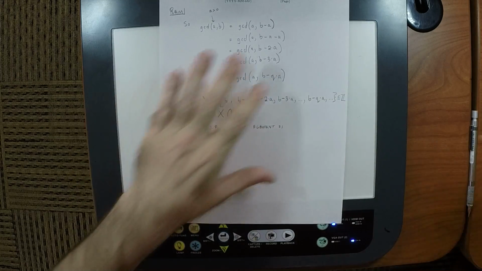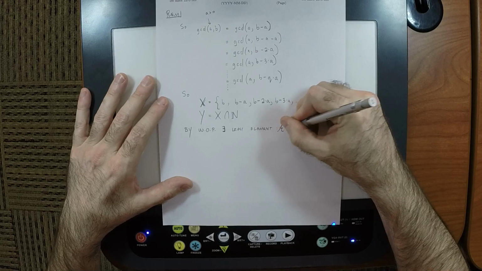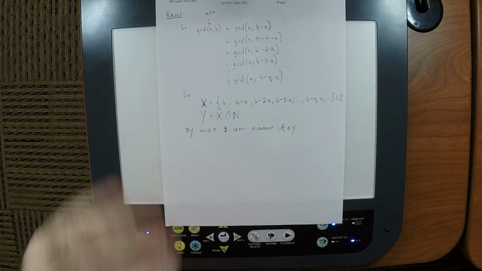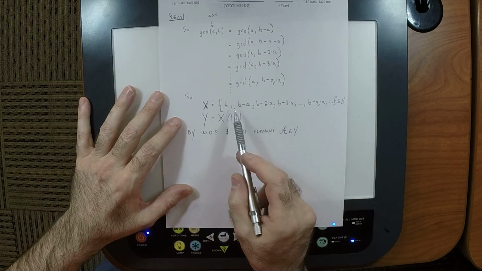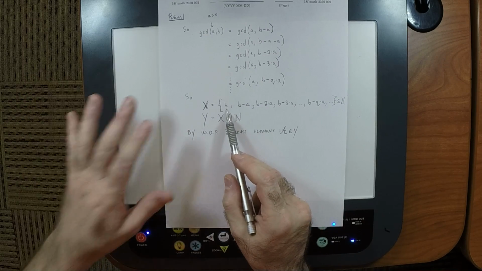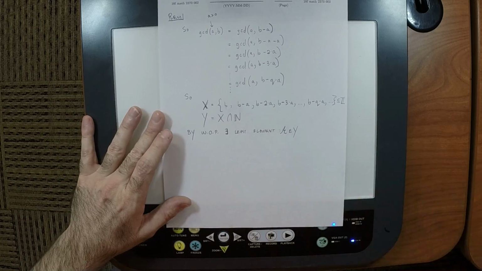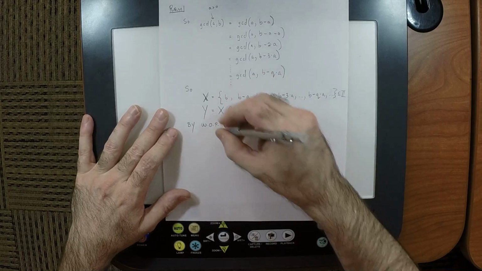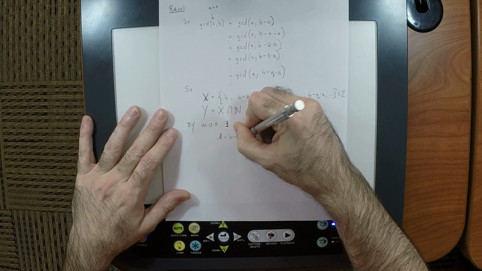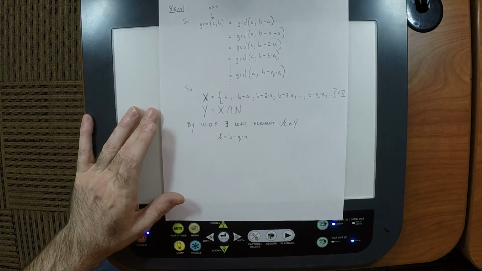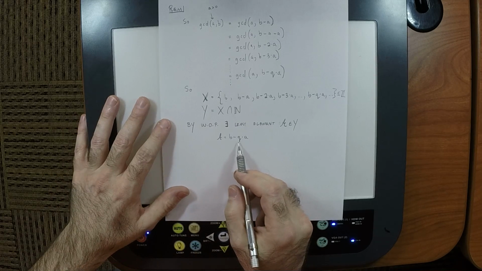A least element R, which is an element of Y. Now, because they all take that form, because it's B minus 0 A's, B minus 1 A, B minus 2 A's, B minus 3 A's, all the way down, that means that we can write R is equal to B minus QA, for some Q.